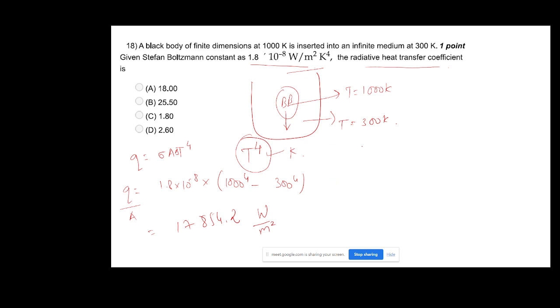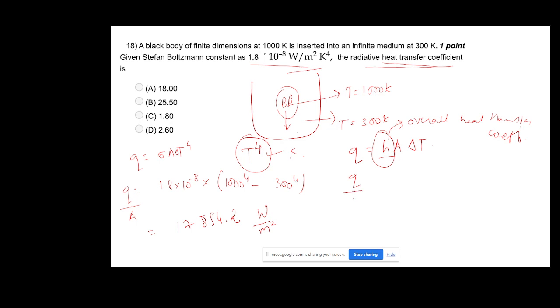Now this is the amount of heat that is being transferred from this black body to this medium. Here you need to find the heat transfer coefficient. So heat transfer coefficient is given by Q equals H A delta T. Here H represents the overall heat transfer coefficient, so this you need to find out.